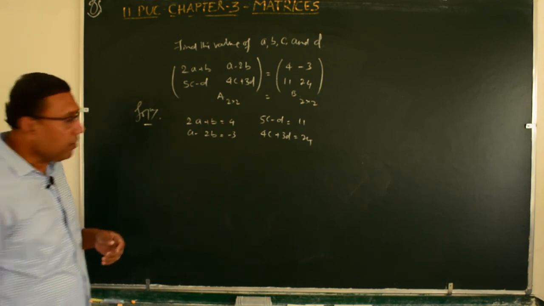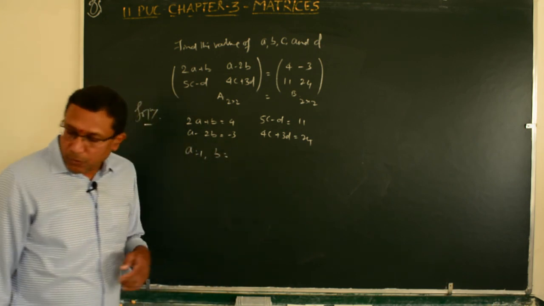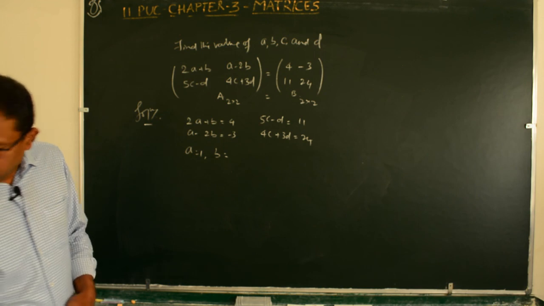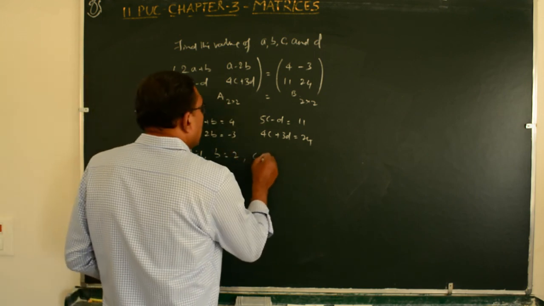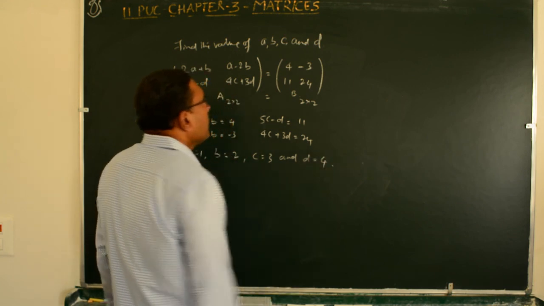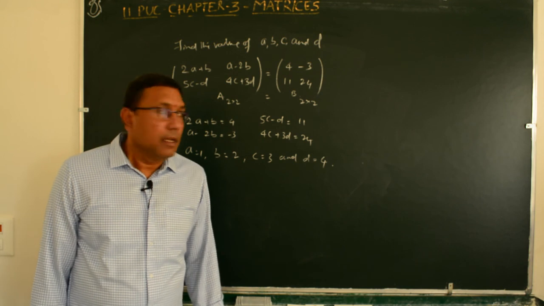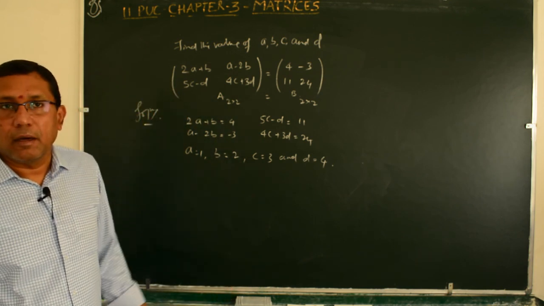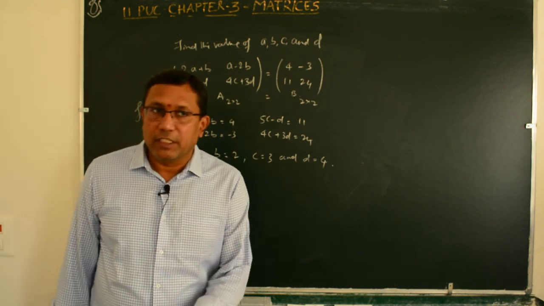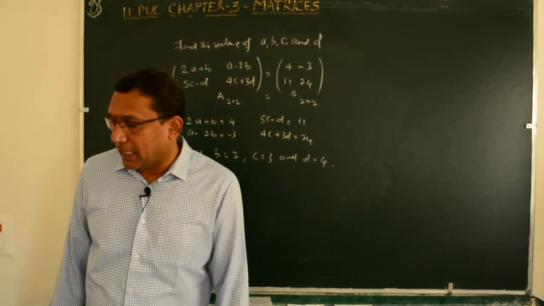If we solve, we get a is equal to 1, b is equal to 2, c is equal to 3 and d is equal to 4. This is how we use equality of the matrix, and let us go to the exercises given in the matrix chapter. First exercise. Let us start.